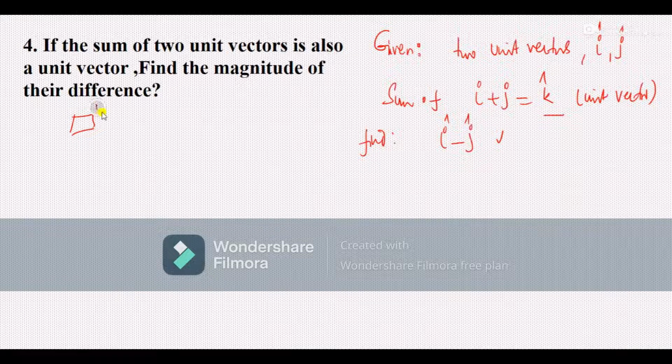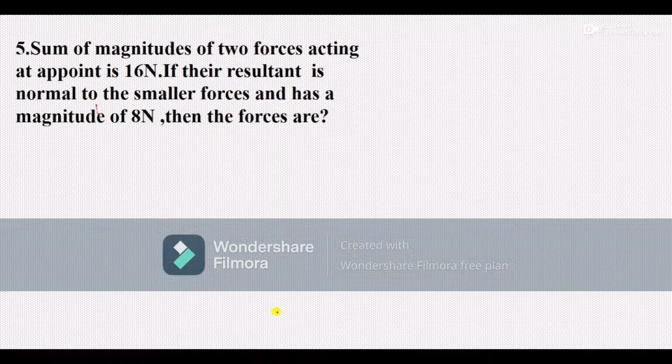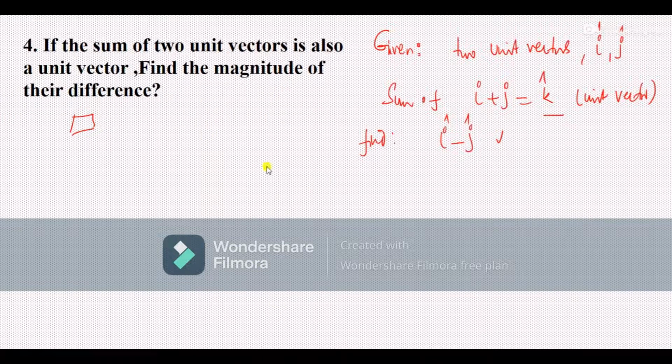From the parallelogram law, we know that the resultant is given by R square equals a square plus b square plus 2ab cos theta. So we use this parallelogram law of addition to solve this problem.